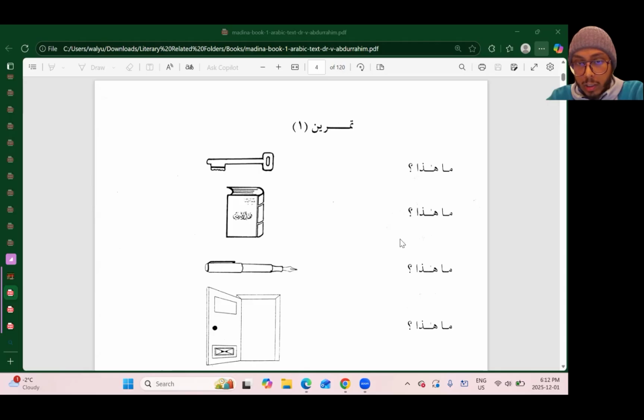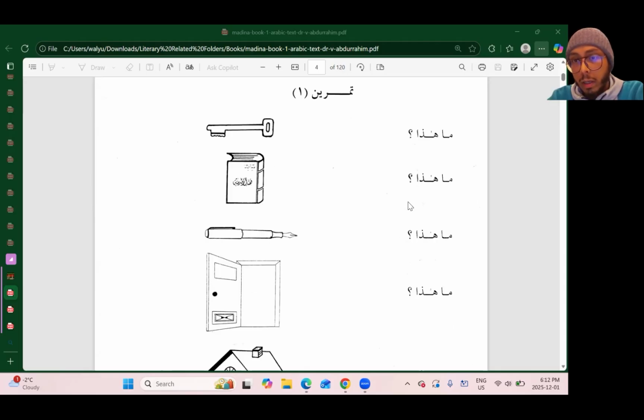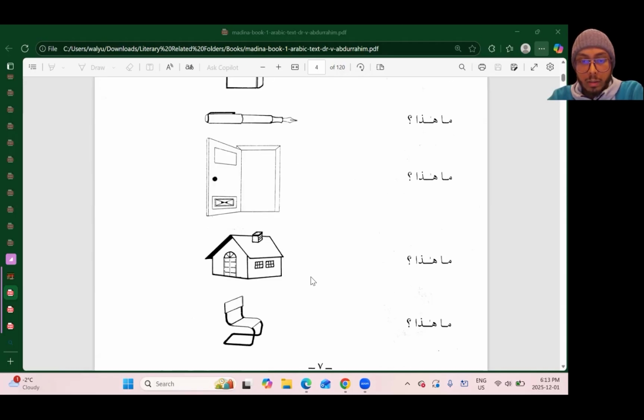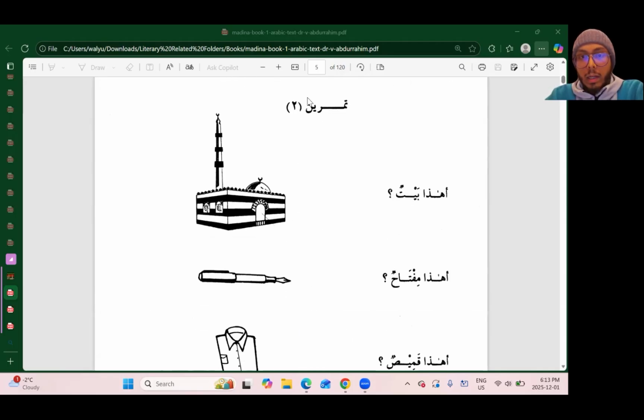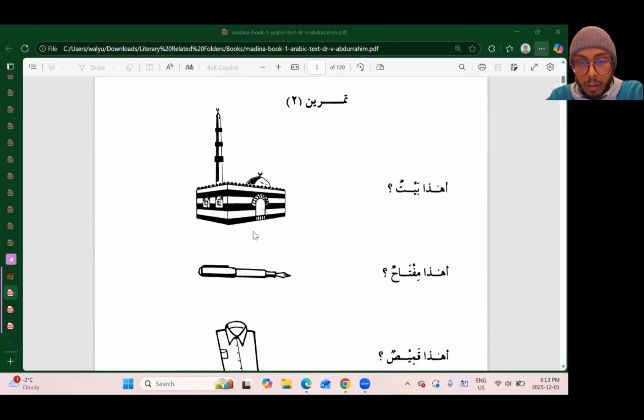Tamreen, meaning exercise. So now you have to answer questions. Ma hada? What is this? Hada miftah. This is a key. I won't do the rest of them for you because that's your job. Exercise number 2. Ahada bayt. Is this a house? No, it's definitely not a house. Well, unless you're going to call it a house of God. But we're not there yet, so let's call it a masjid. So we say, la, hada masjid. No, this is a masjid. And you can do the rest of them.